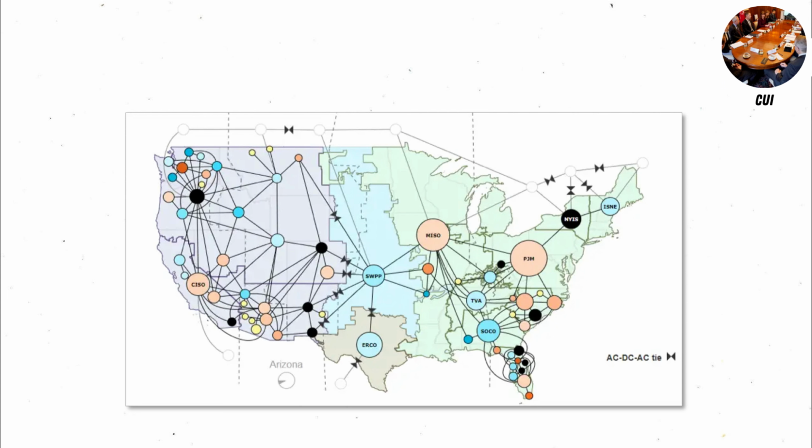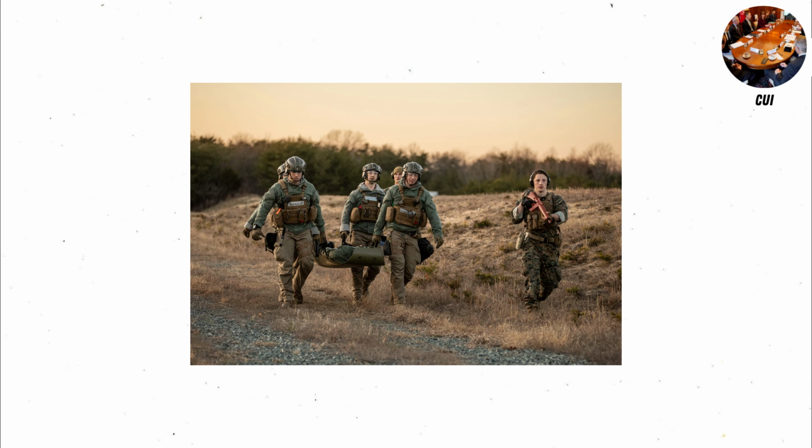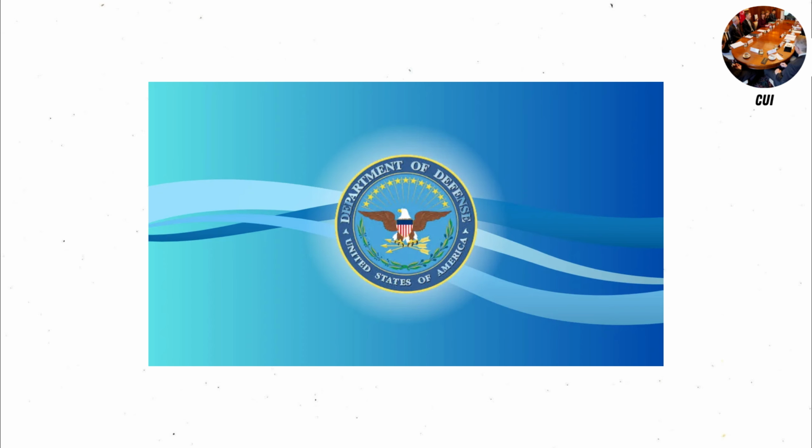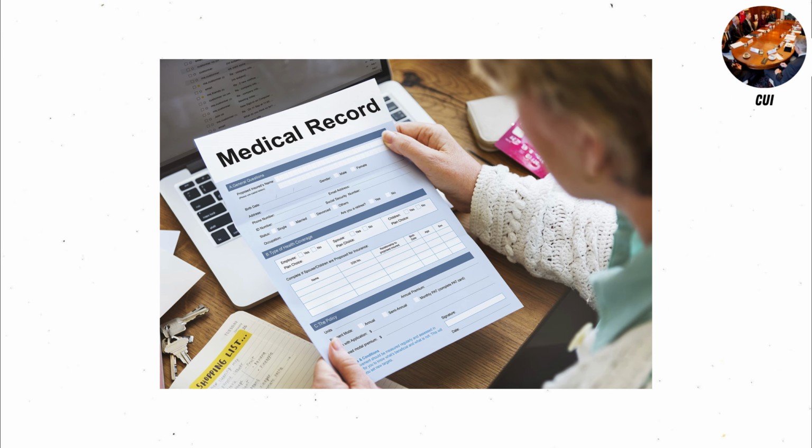For example, blueprints for a city's power grid could be labeled CUI. They are not classified military secrets, but releasing them could aid sabotage efforts. Similarly, medical records or immigration data fall under this protection. It matters because adversaries can use unclassified but sensitive data to cause real harm if it is not properly secured and monitored.